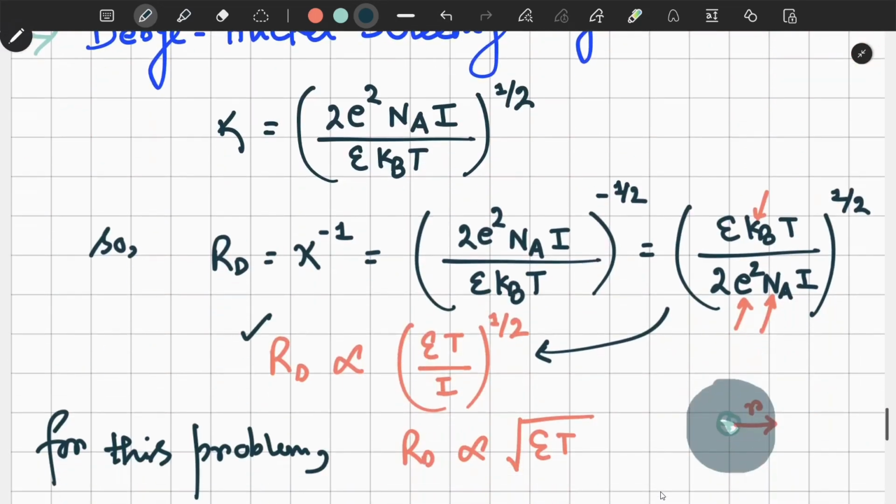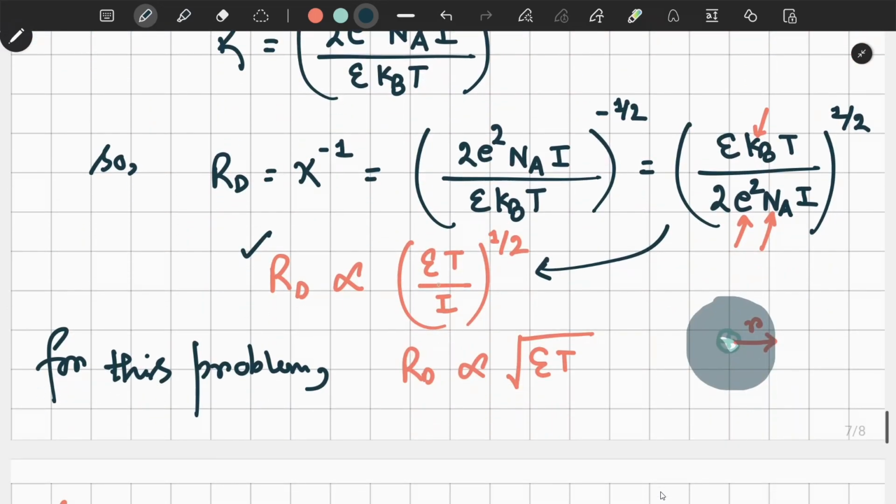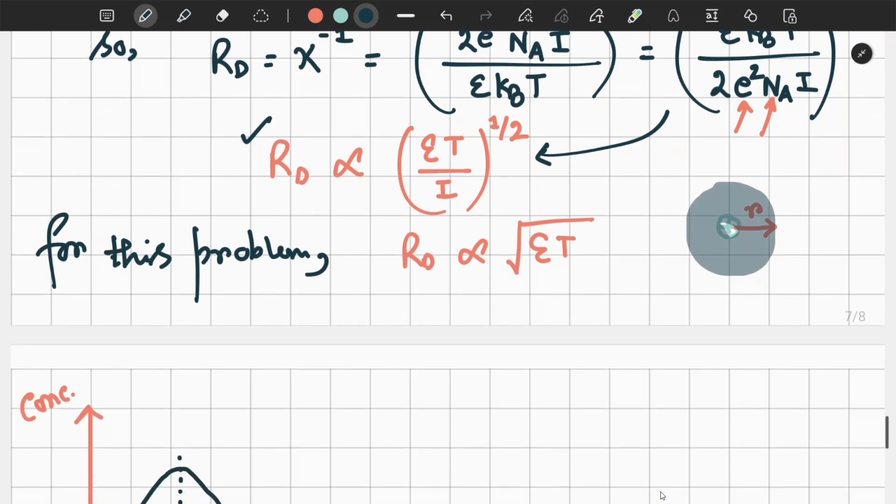So if the ionic strength is the same, then I will not be important here. So we can write RD proportional to root over epsilon T. It's RD, I was thinking it was R0. Oh no, RD, not RG. So you can write epsilon. You know epsilon is epsilon R into epsilon 0, into T.